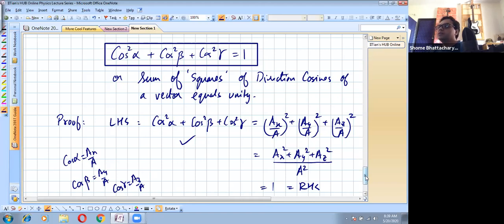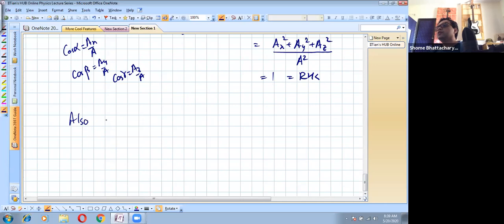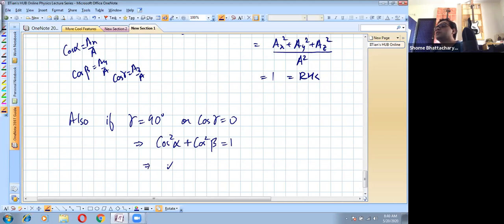Now, this also implies something pretty obvious, that suppose we have a special vector for which one of the direction cosines equals 0, because one of the angles with a particular axis is 90 degrees. So the vector is actually lying in one of our rectangular Cartesian planes. So in that case, what happens? The sum of the squares of the other 2 direction cosines becomes 1. That means the other 2 angles are complementary. So also, if for example gamma is equal to 90 degrees, or cos gamma is equal to 0, that means cos square alpha plus cos square beta must be equal to unity, which means that alpha plus beta must be equal to 90 degrees.